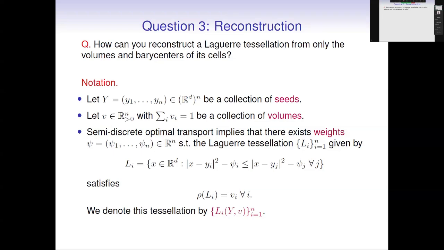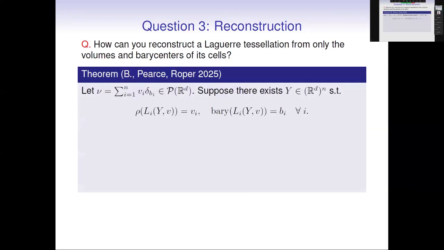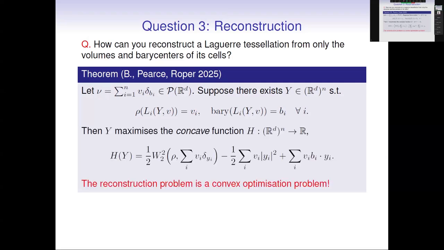So now I can tell you the theorem. This is the reconstruction theorem. You're given, as usual, a discrete measure, some target volumes and target barycentres, and suppose there is a Laguerre tessellation, so there are some seeds Y such that if you construct the Laguerre tessellation with seeds Y and volumes V_i, then these have the right volumes and barycentres. So suppose it exists, can you actually recover it? And the answer is yes.